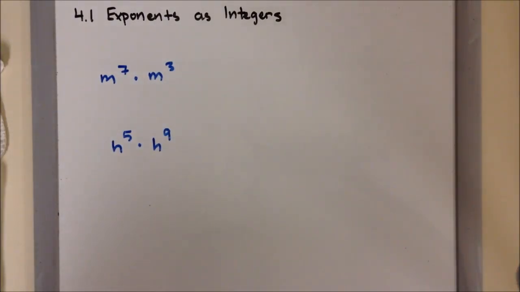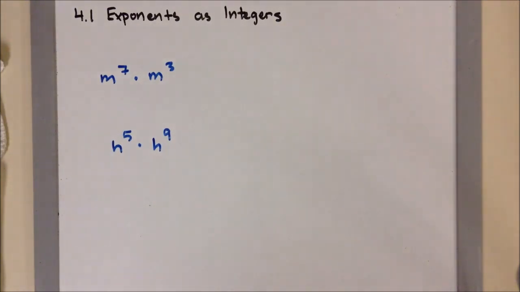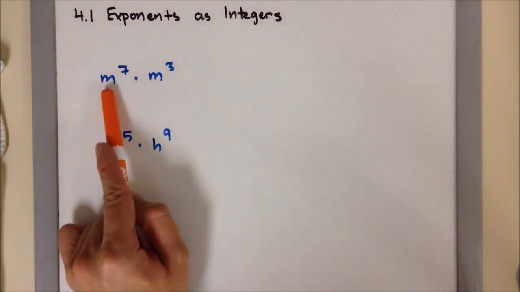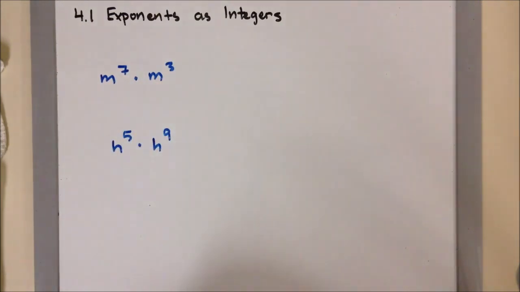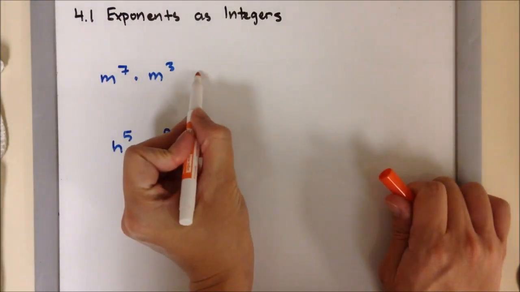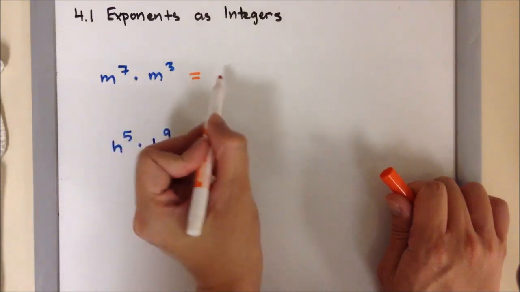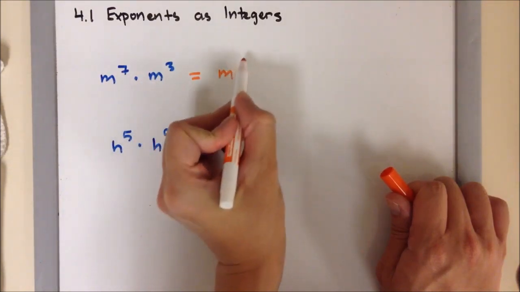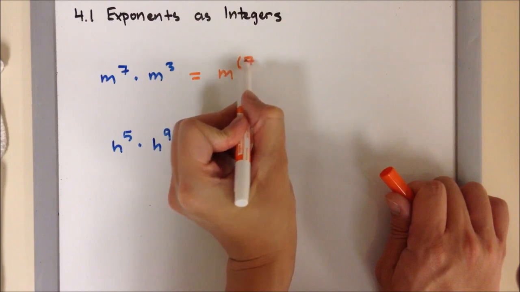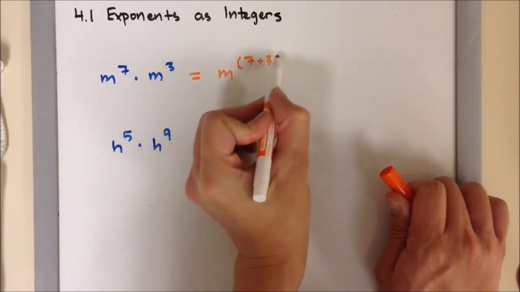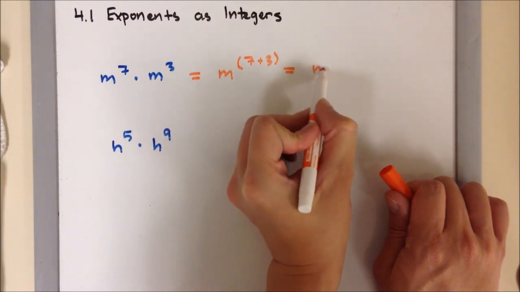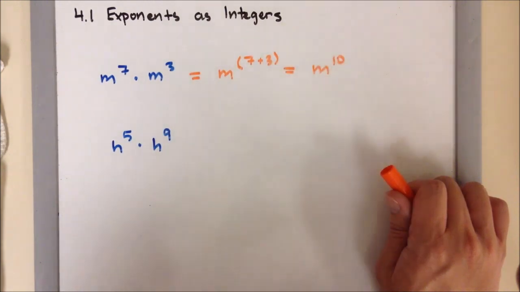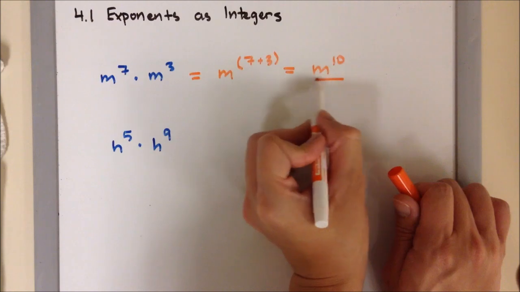Here, we're going to start applying the laws of exponents in the following example. So in our first example, we have m to the 7th power times m to the 3rd power. So what it means is that since they're the same bases, I'm going to write my base once, and simply add my exponents, 7 plus 3, so my final answer would be m to the 10th power. So this is my final answer.